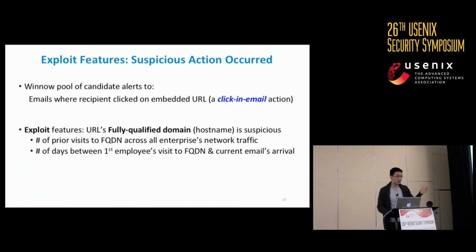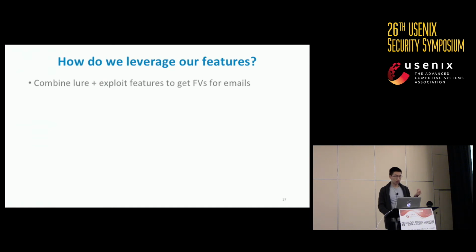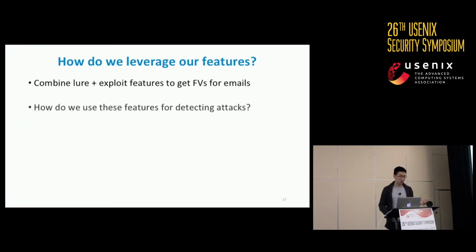And so we have a small set of features, right? It's quite incredible. But we're going to see that we can compose a small set of principled features to actually have quite good results. And so we have our lure features, we have our exploit features, we can combine them into a feature vector for all of our emails. Now, naturally, how do we leverage these features for detection?